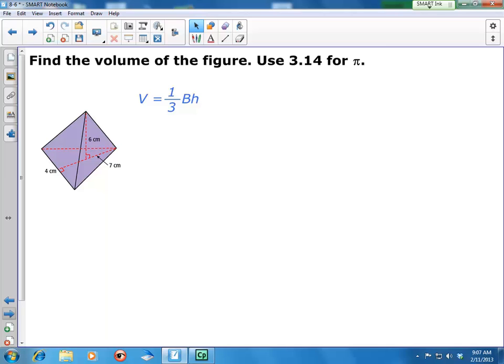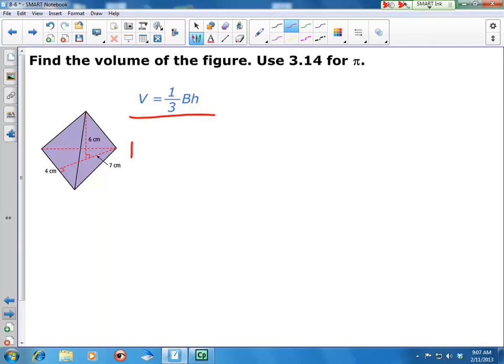Okay, now, triangular pyramid. So I have our formula right up here again, 1/3 area of the base times the height. So what we need to do is first decide, well, what kind of base do we have here? So how am I going to find the area of it? Well, I'm looking at it right here. What is the base of that shape? Well, not the area. It's a triangle. It's a triangular base. So how do I find the area of a triangle? Base times height divided by 2.